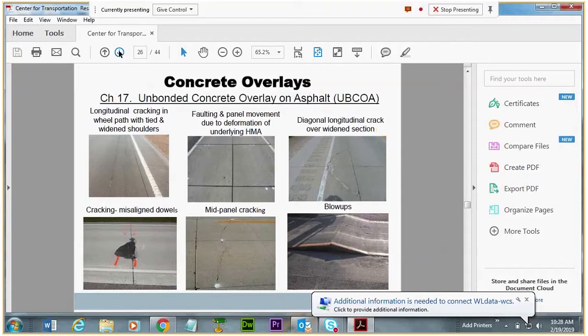Cracking in the lower left-hand corner is a misalignment of the dowels. Mid-panel cracking primarily is some lack of support from beneath the pavement. And then the blow-ups, as we talked about earlier, are the same issues associated with full-depth pavements. Next slide.